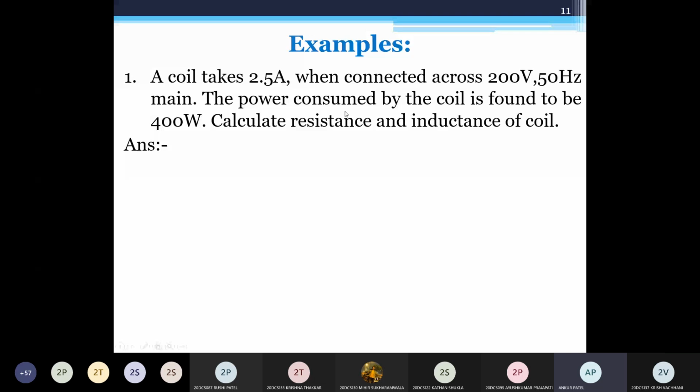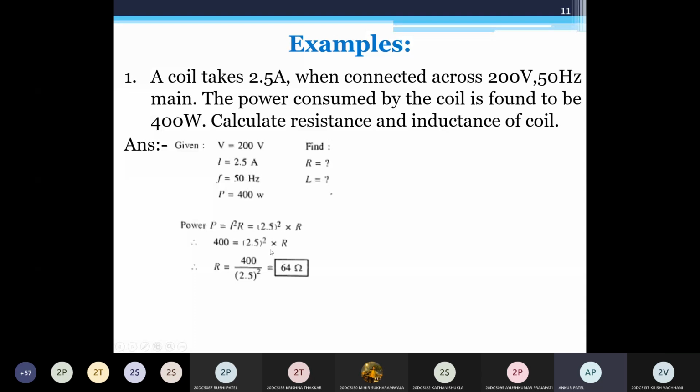So we know the relations for the power. Current is given, voltage is given, frequency is given, P is equal to I square into R. According to that, you can find the resistance, and by knowing the resistance, you can find the impedance, and after finding the impedance, you can find the inductance L. So the given data is 200, 2.5, 50, 400. Use the equation P equal to I square into R. So I is given 2.5, P is given. So R is equal to 64 ohm.